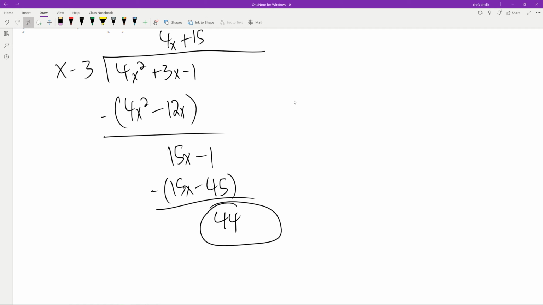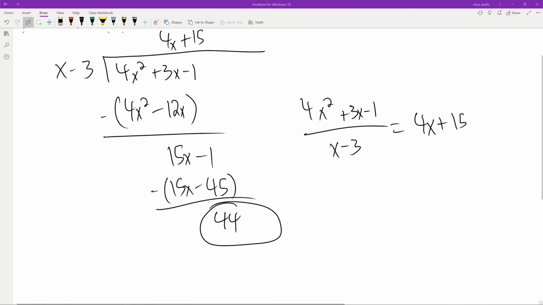So here I get that 4x squared plus 3x minus 1 divided by x minus 3 is 4x plus 15 plus 44 over x minus 3. When in doubt, put a plus sign here between your quotient and the remainder, and then just add the sign as you get it in your remainder in the numerator. When in doubt, just do it that way.